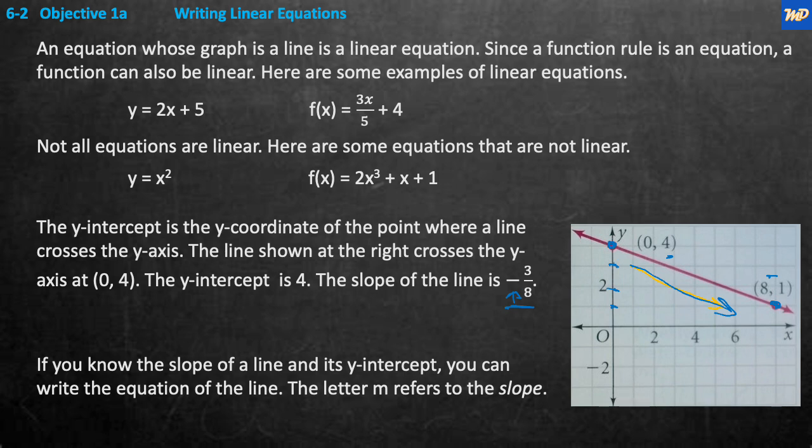Okay. 1, 2, 3. And it's over 8. 1, 2, 3, 4, 5, 6, 7, 8. So what do we know? The rise over the run. So it's 3 divided by 8. And it's negative, since it's going down. Okay. Hope you see all that.